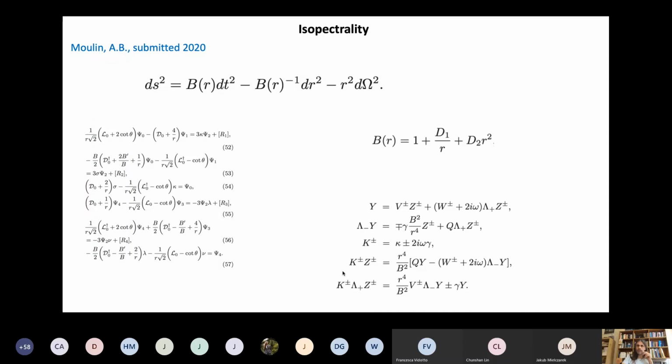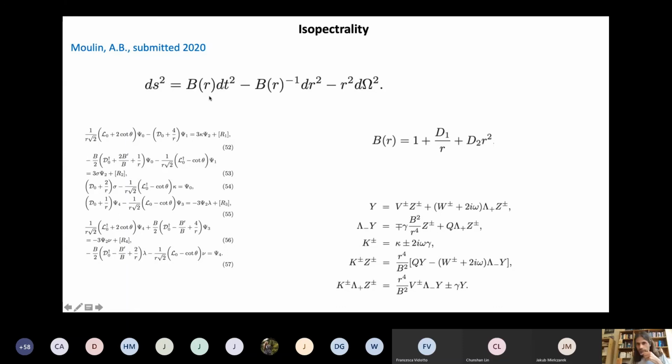So as I told you, isospectrality is the fact that axial and polar perturbations do share the same spectrum of eigenfrequencies, although they are not described by the same potential. So this is not something obvious. So with Flora Moulin, we just went through again the full calculation, the historical calculation by Chandrasekhar, which is not very cool, and tried to understand how it can be generalized with a metric of this form.